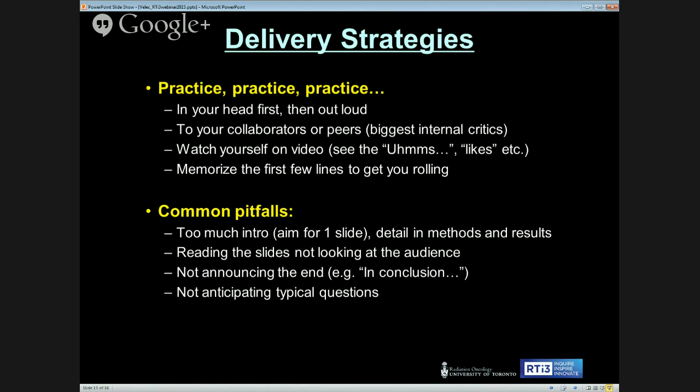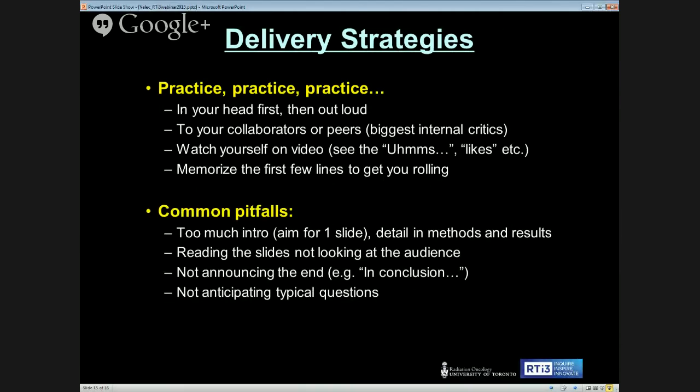Okay, so with that in mind, some other common pitfalls I've found for myself and I've seen in other people is too much intro, so aim for one slide. What's the general idea? Too much detail in the methods and results. So go back to what I said at the beginning. Try and curate your talk to 1 to 3 main points and build the methods and results around that.